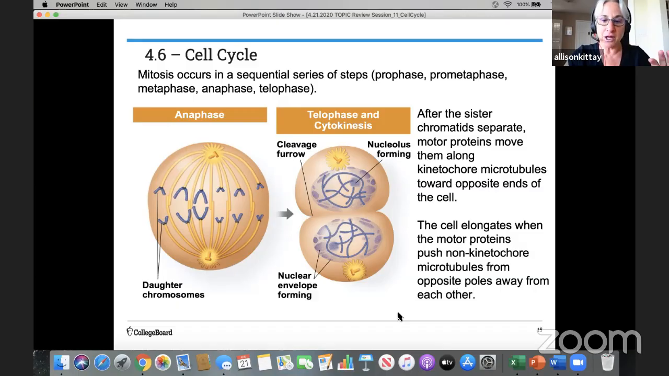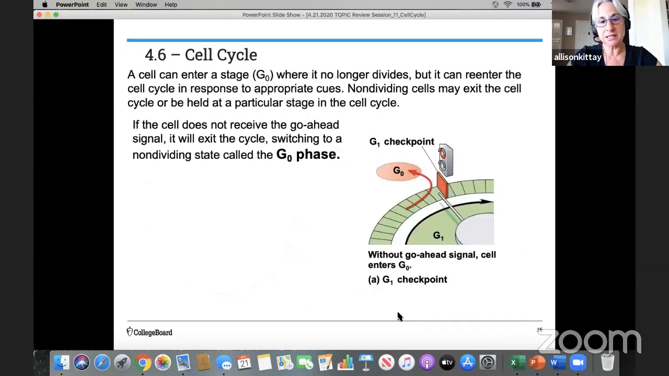And you can see that the non-kinetochore microtubules are important in this stage at pushing them apart to opposite sides. You can also see a cleavage furrow beginning that is going to actually separate those into two new, identical sister cells. And you can see that in telophase, you kind of get a reverse of prophase where you start to see the nucleolus reforming, the chromosomes unwinding into the chromatin form, and you start to see that nuclear envelope reforming. And now you can also see that the microtubules in the spindle apparatus have been dismantled. Okay, so that's mitosis, that's the cell cycle.